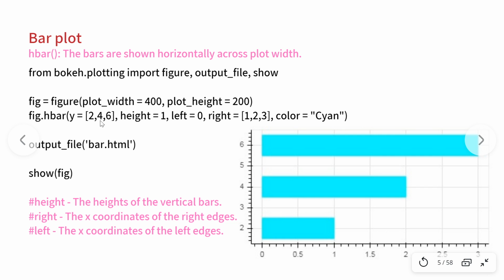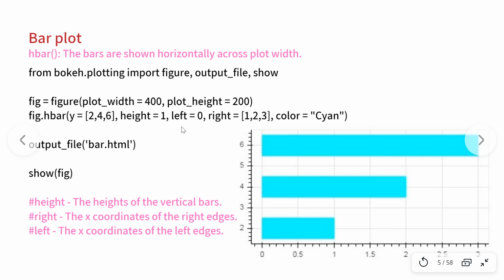So y are the y values, then this right parameter here is basically the x coordinate of the edges. So x values are written here. And this left is basically the x coordinate of the left edges. Now since you are making a horizontal bar starting from the axis, the left edges start at 0. That is why left is 0. And then height is basically the height of the bar. What maximum height you want, you can specify.